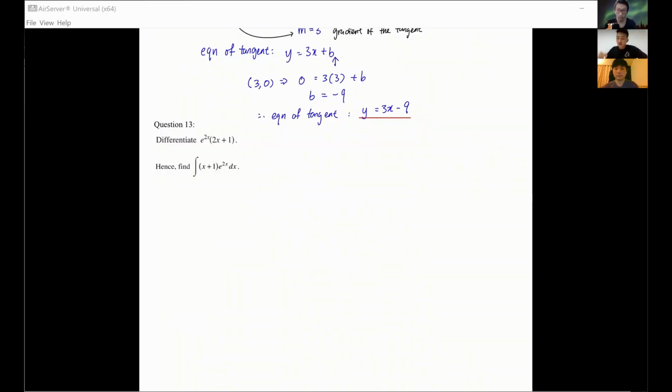We are asked to differentiate this function. And we know that it is a product of the exponent and 2x plus 1. So immediately, you can assign u and v here. Now, this is what we call the product rule. If you are not familiar, then you can go back to your textbook and have a look. This is called the product rule.